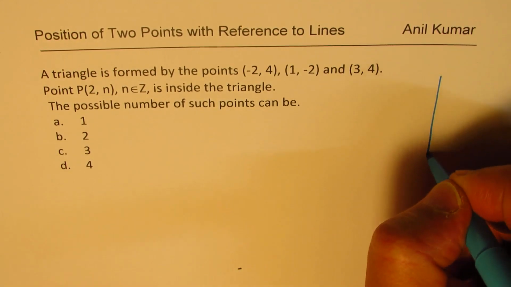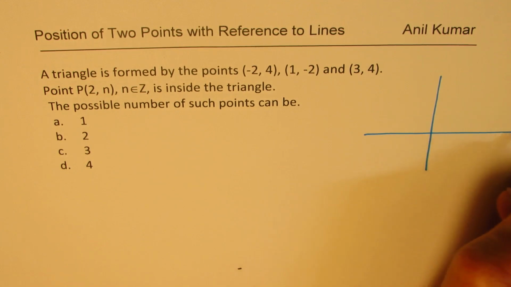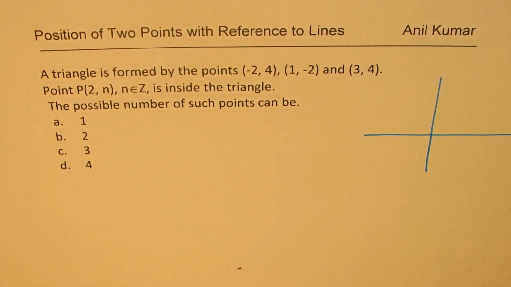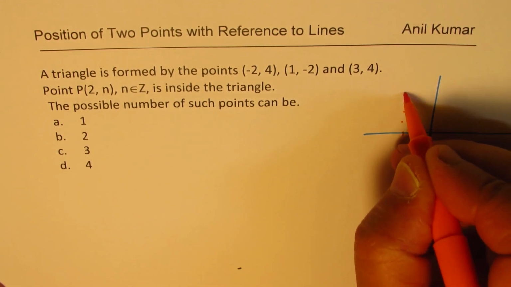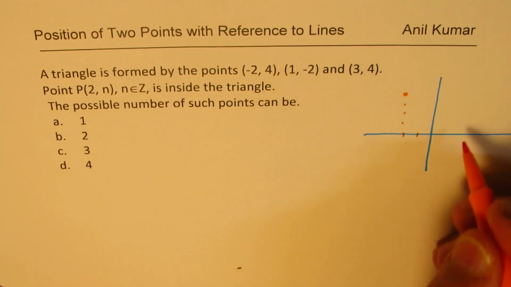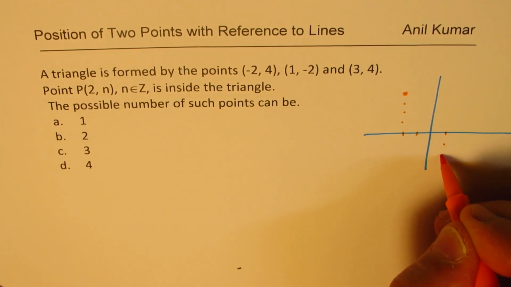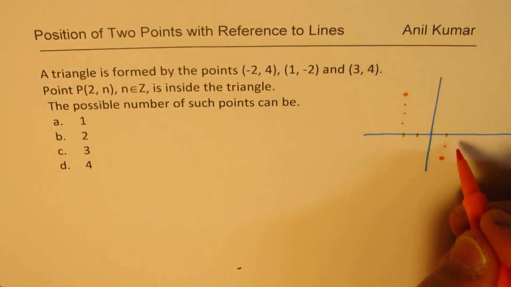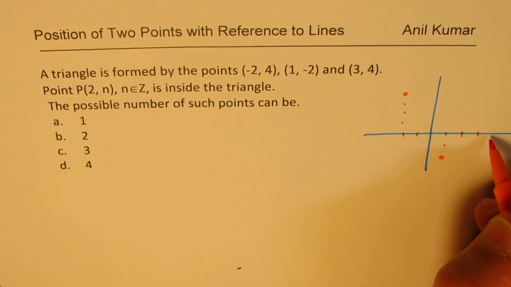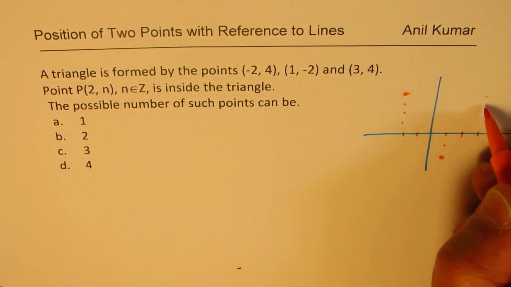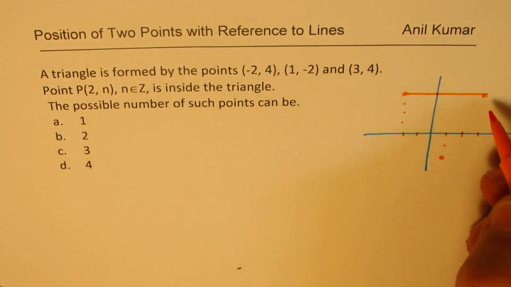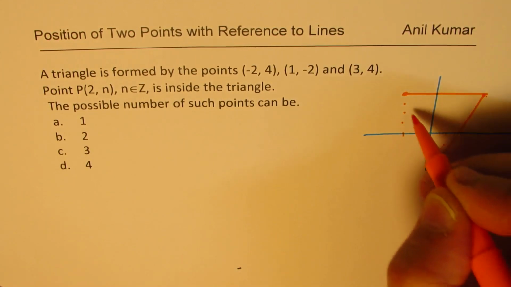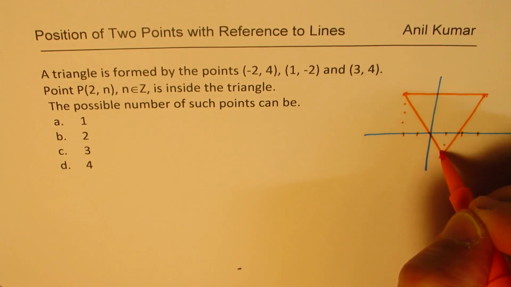Now let's try to make a rough sketch of the scenario. We are given the points which are minus 2, 4. So let's say minus 2 and 1, 2, 3, 4, somewhere there. 1, minus 2, so 1, minus 2, somewhere here. 3, 4, so 1, 2, 3, and then 4 will be at the same level, correct. So we do form a triangle with these 3 points. So approximately it is going to look something like this, right?